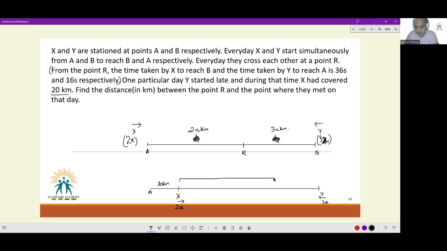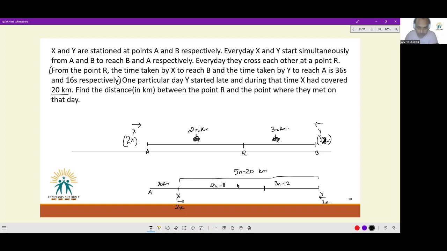So now the distance which is left for them to cover today will be 5n minus 20 kilometers, because X has already traveled 20. Now the point where they meet will again be distributed in the ratio 2:3, because they're traveling for an equal amount of time from the moment that Y started moving. They will travel distances in the ratio 2:3. So this distance will be 2n minus 8. This distance will be 3n minus 12.